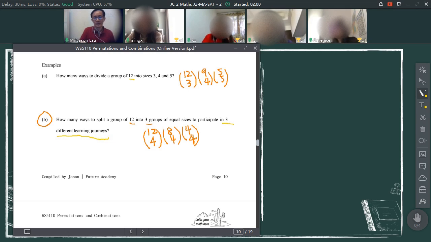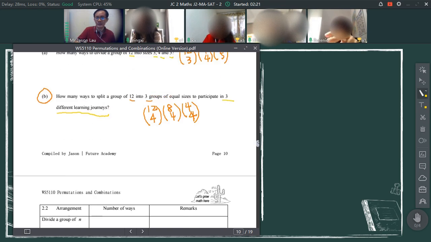Yeah, so when they are in the different learning journeys, then the differentiating will come in. Then for part A, is it because all the groups are of different sizes, correct? Yeah, that's why there are no equal properties involved. Okay, they are all different. Okay, thank you. Bernice, same question, yeah.